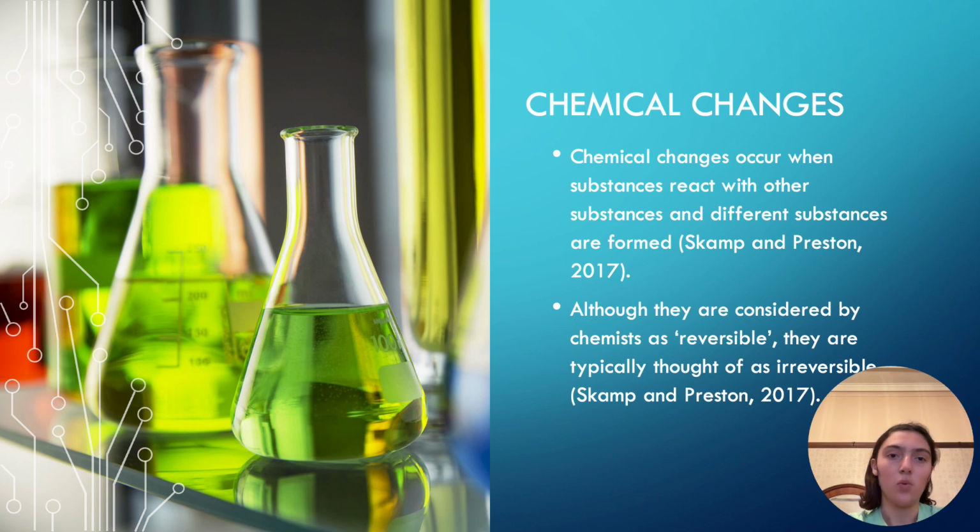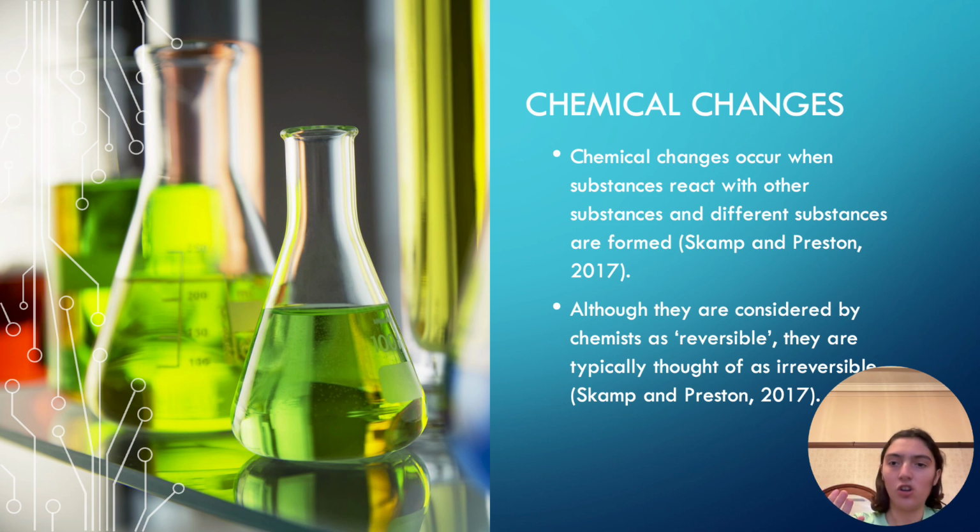Chemical changes occur when substances react with one another and different substances are formed. Although they are considered reversible by chemists, they are typically thought of as irreversible. In comparison to physical changes, chemical changes are quite different. Chemical changes occur when the substance's composition is changed. When bonds are broken and new ones are formed, a chemical change occurs.